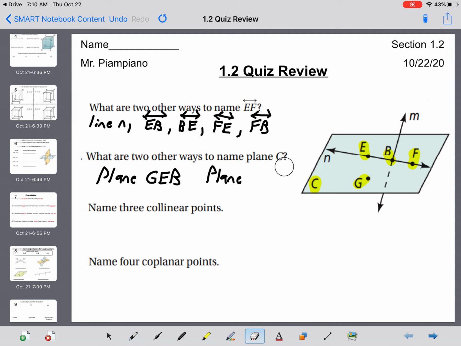Actually, they can't be linear, right? So plane GBF.